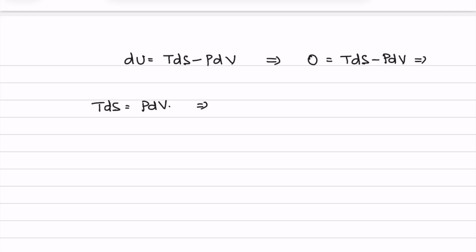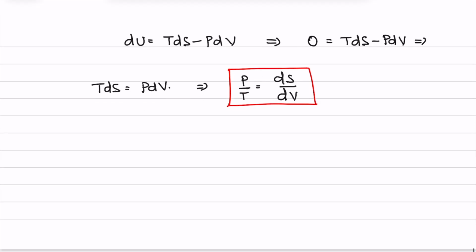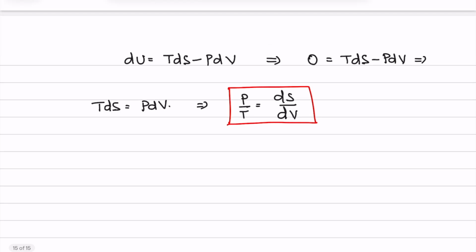That implies P by T is equal to dS by dV. It's very important for the isothermal process when temperature is constant. From this we will draw the graphs. In the next class I am going to draw the graphs for PV, TS and all those. These are the basic foundations which you should know. P by T is equal to dS by dV.